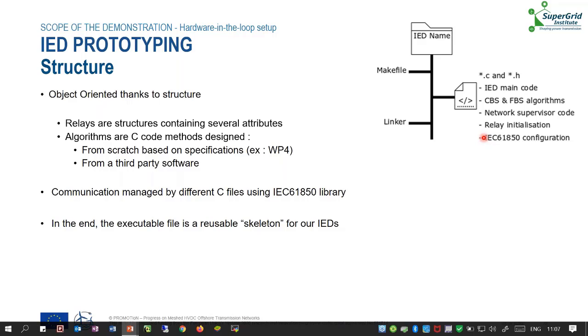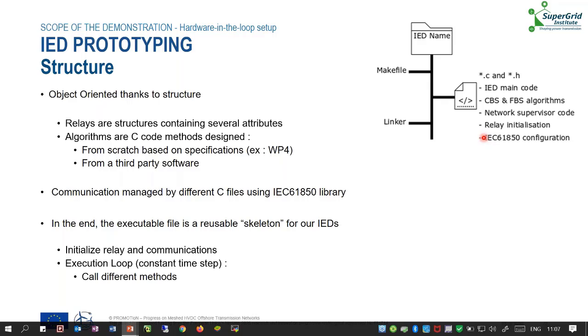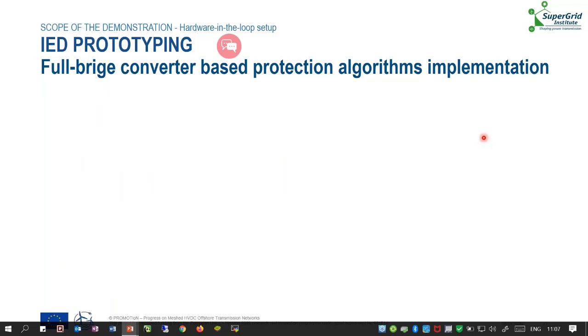The advantage of all this process is to have, at the end, a reusable skeleton for IADs with distinguishable parts: a part which initializes the relays and communication line, and an execution loop which runs at a constant time step, containing the call of the different methods and the publication of sample value and GOOSE outputs.